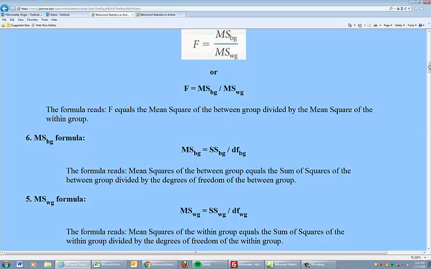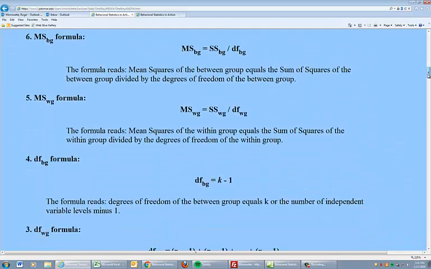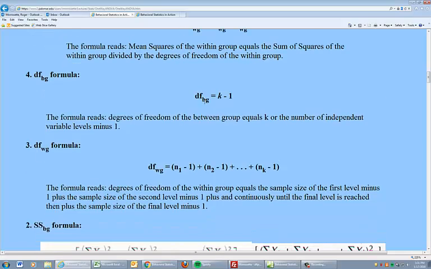Okay? Let's talk about degrees of freedom. Degrees of freedom are fairly simple as well. This is just K minus 1, and K is the number of levels. How many levels do you have? Okay, this one is a little bit more different. Let's go down and take a look at it. So there's the degrees of freedom between groups, K minus 1, number of levels minus 1.